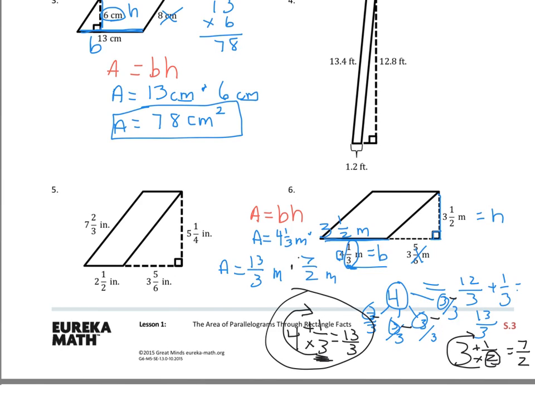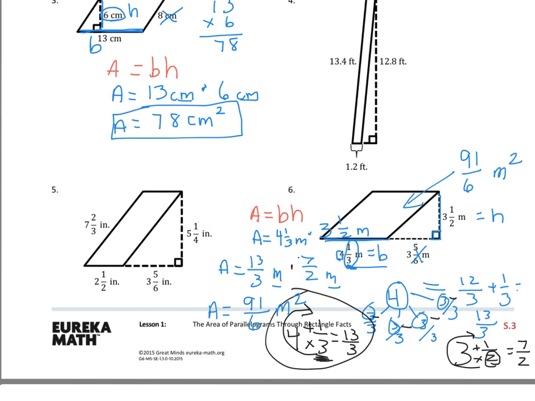Now I can just multiply across because I have fractions. 13 times 7 gets me 91. And 3 times 2 is 6. And again, since I have a meter times a meter, it's meters squared. So my area for this is 91/6 meters squared. That's how it's drawn or written as a fraction greater than 1.